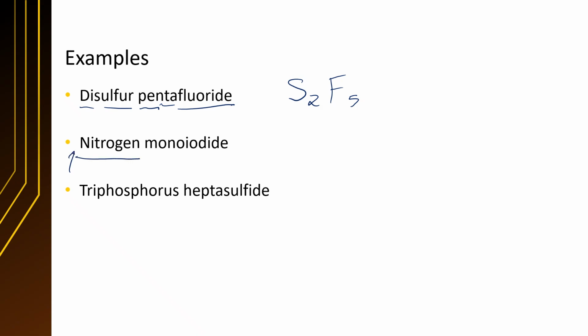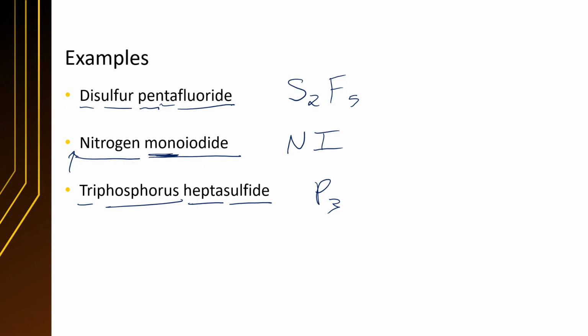For our next example, nitrogen. Well, there's no prefix there, so that tells us that there's just one of them. One nitrogen. The second element does have the prefix mono, so we're showing just one, and one iodine, so NI. This third example, triphosphorus. Phosphorus is P, and there's 3 of them.